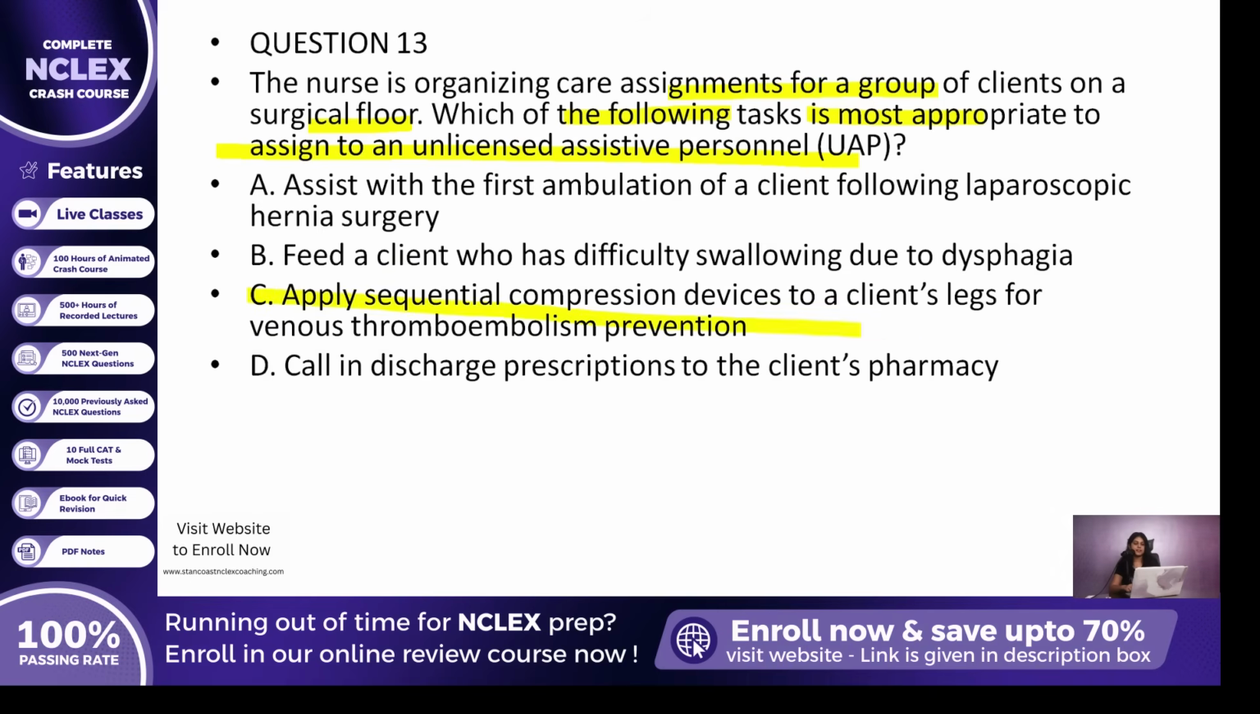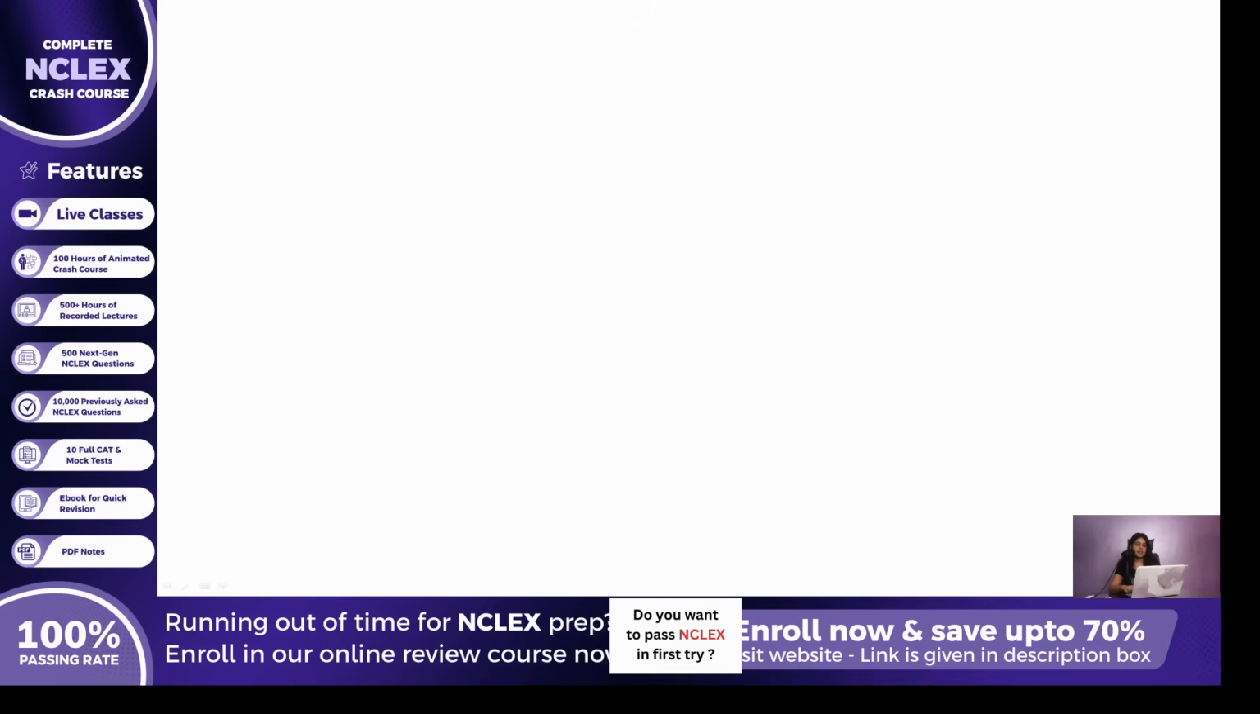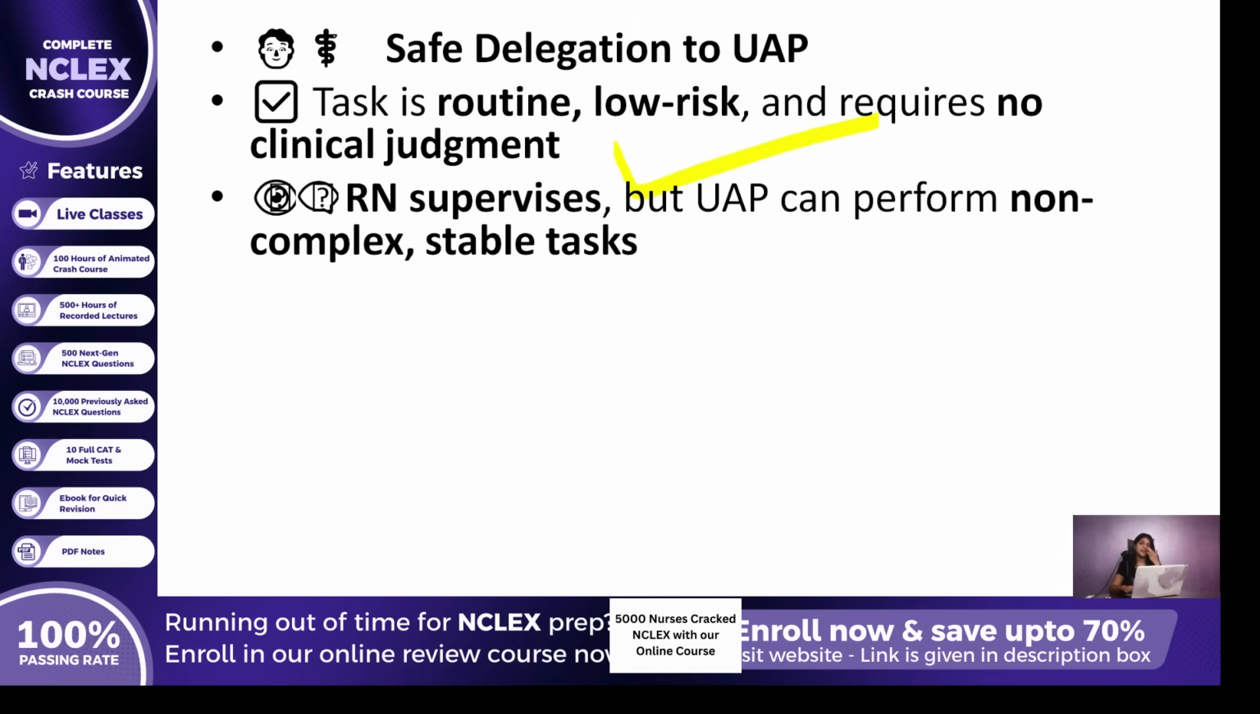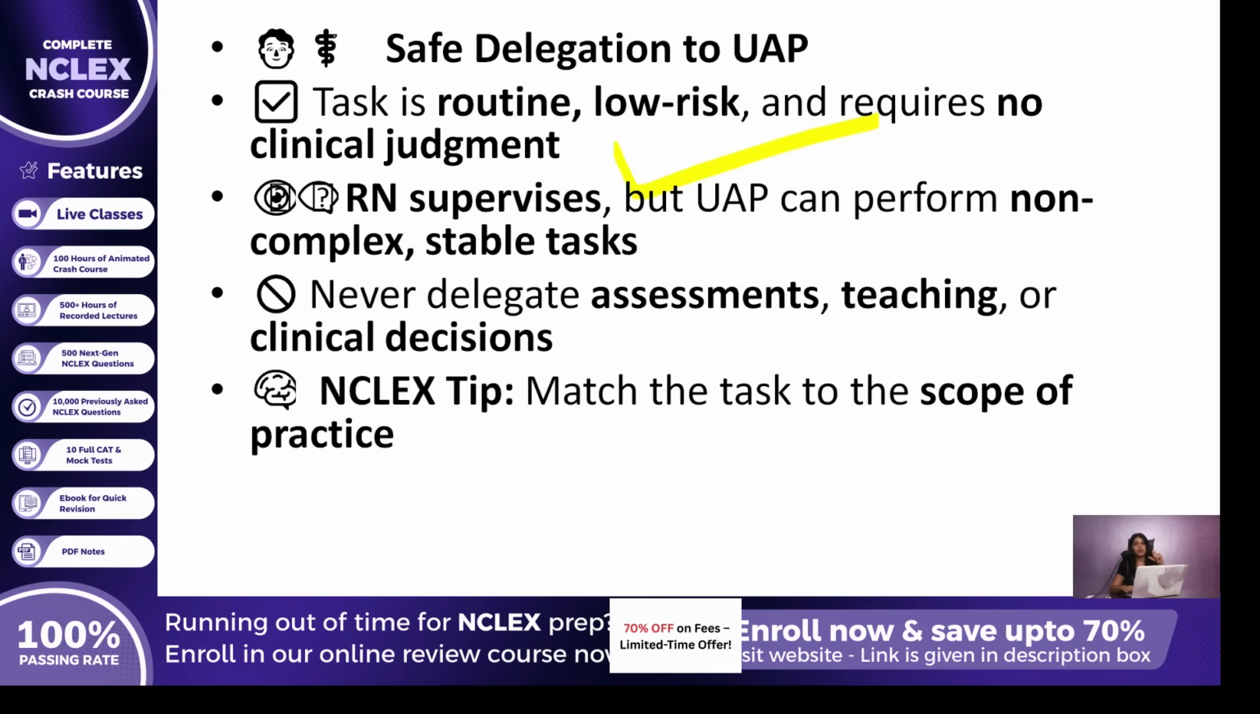Apply sequential compression devices to a client's legs for venous thromboembolism prevention. This is a routine, low-risk task that does not require clinical judgment, making it safe to assign to a UAP under RN supervision. NCLEX tip: UAPs can perform non-complex, stable tasks. Never delegate assessments, teaching, or any activity requiring clinical decision-making.